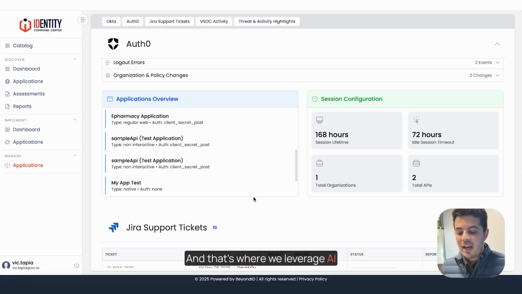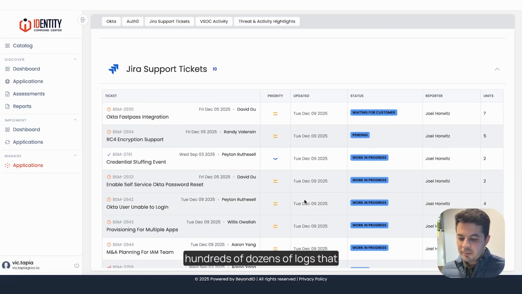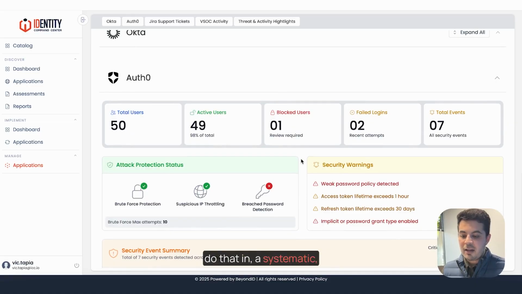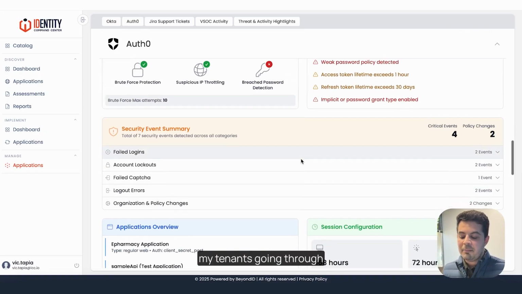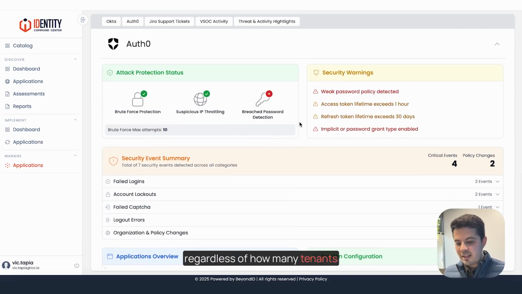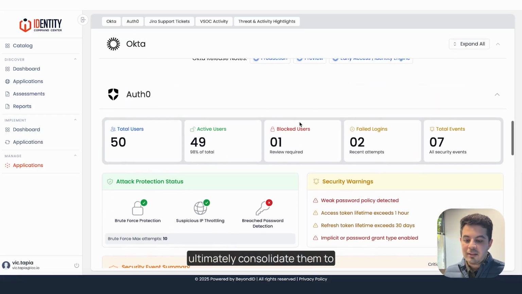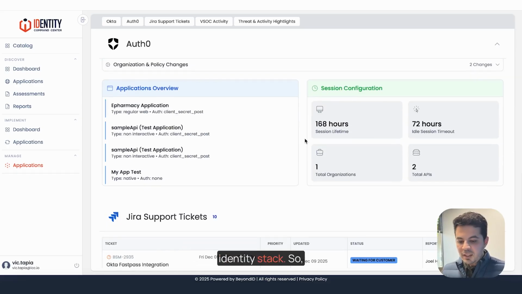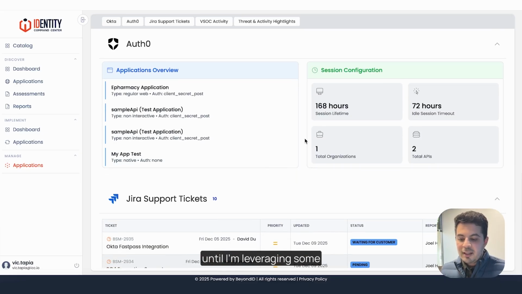And that's where we leverage AI to help us scour through the hundreds of dozens of logs that would take an organization a long time to go through and identify: is this something that I should focus on? Is this something I should investigate? We're able to do that in a systematic, automated way, leveraging AI to help us identify what are those security threats that my tenants are potentially going through, in a singular place, regardless of how many identity providers you have, regardless of how many tenants you have. ICC is here to ultimately consolidate them to a singular place that you can leverage to manage your entire identity stack.